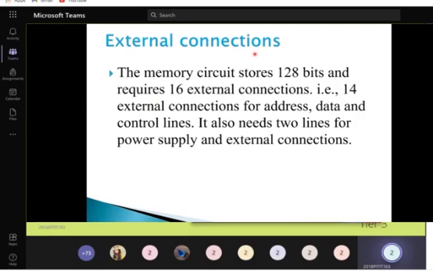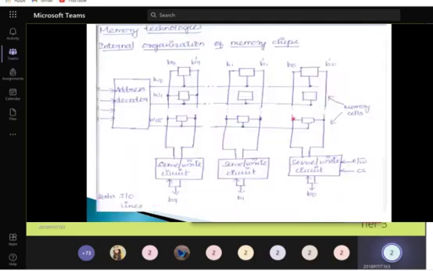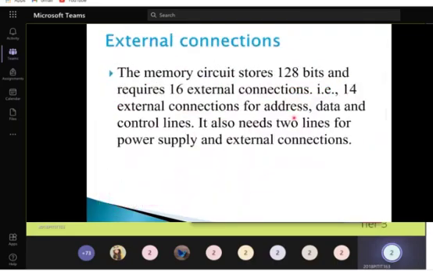What are the external connections we have in that memory technology? We have a memory circuit which stores 128 bits of information, and it requires 16 external connections. That is 14 external connections for address, data and control lines, and it also needs 2 lines for power supply.